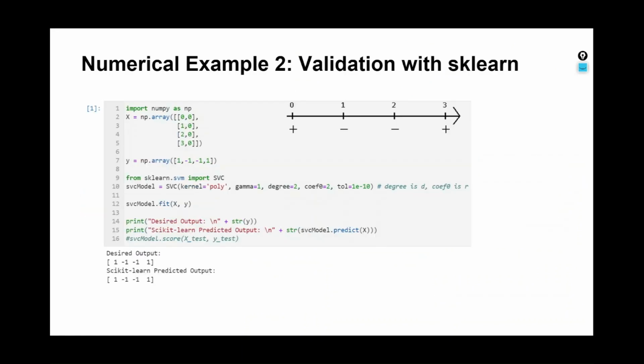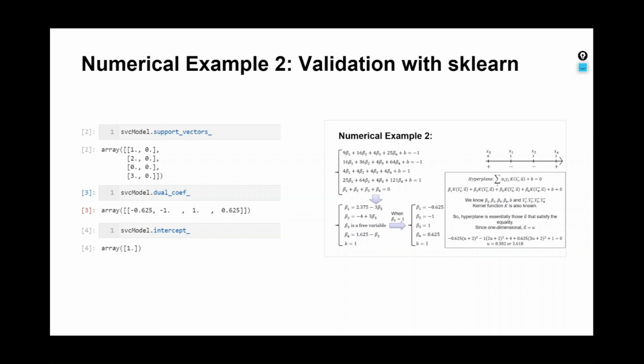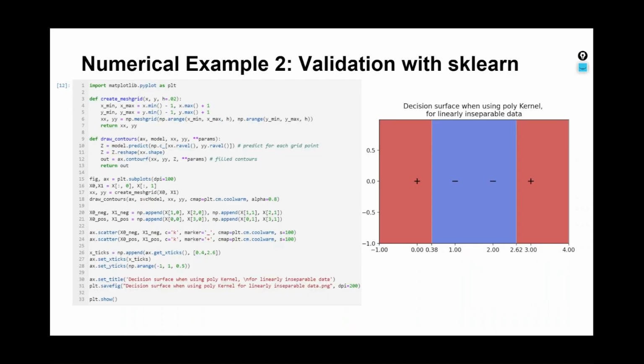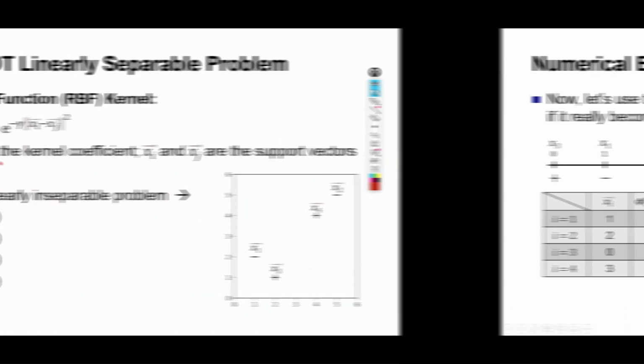And if we quickly compare with what we can get from sklearn, you can see this dual coefficient, our beta value. We got the same thing: negative 0.625, negative 1, 1, 0.625. And the b value is 1. Okay. And this is the decision boundary to separate these 2 classes. All right, 2 very important kernels.